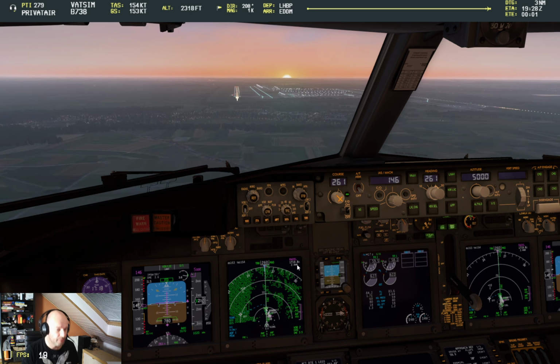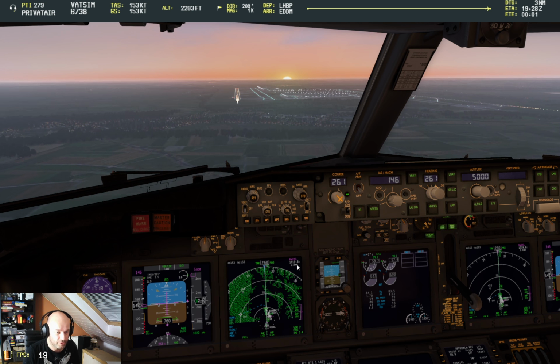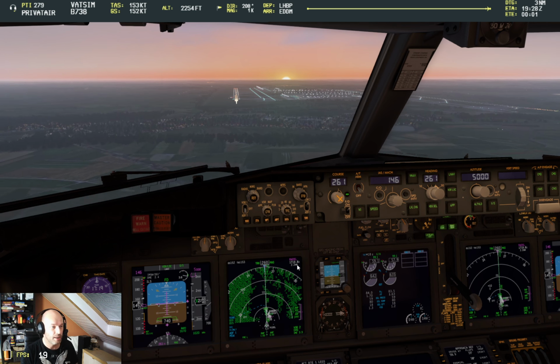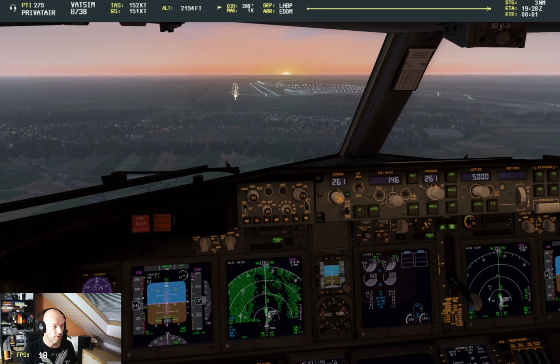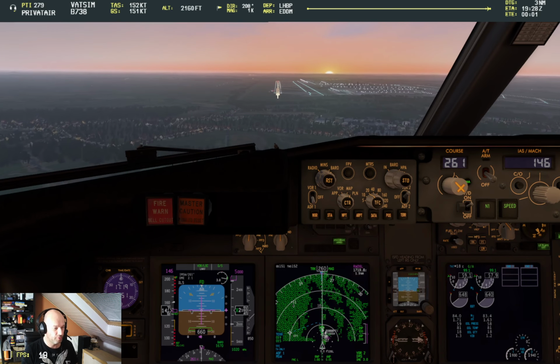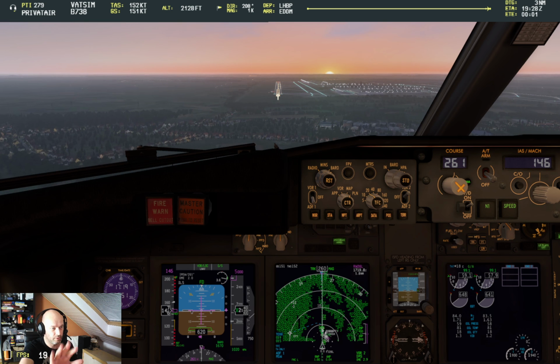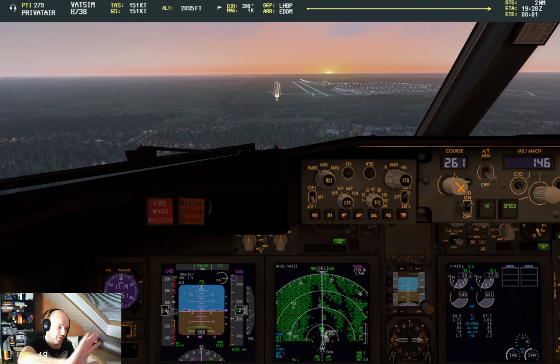Landing checklist, gear down, 3 greens, flaps 30, set and green light, auto brake 2, speed brake armed. Approaching, we are clear to land. Missed approach, straight ahead, 900 feet, DME 1, then left, climb 5,000 feet.